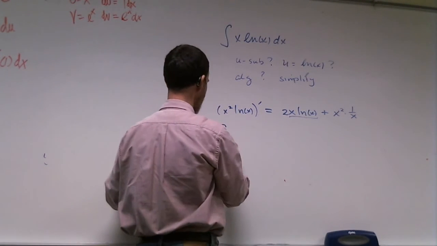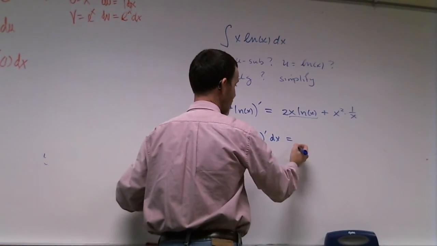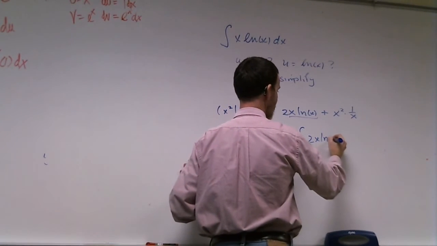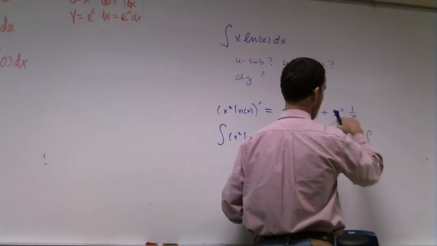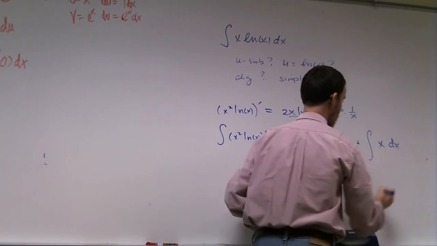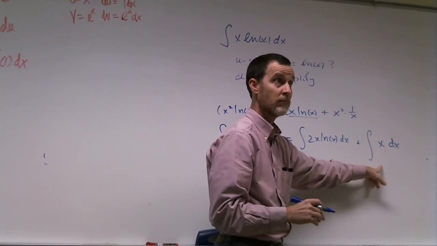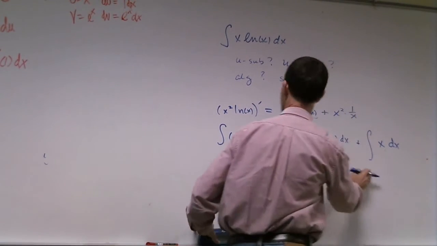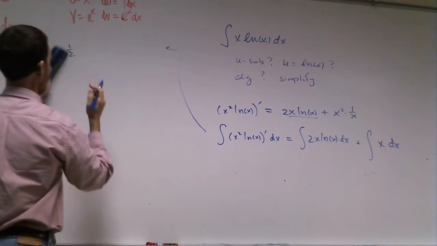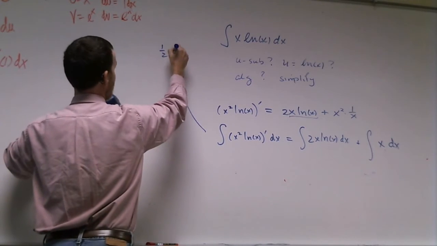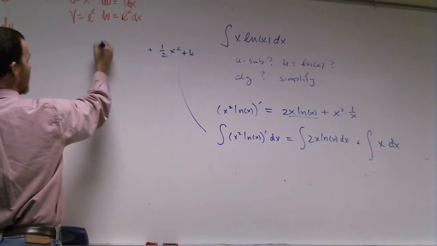Why do I say that? Well, let me write down the integral. The integral of (x squared ln of x)' dx equals the integral of 2x ln of x dx, which is basically the integral I want times 2, plus the integral of x squared over x, which is x, dx. Well, this I can anti-differentiate, right? The antiderivative of that is 1/2 x squared plus some constant, plus, I'll factor the 2 out of that integral.